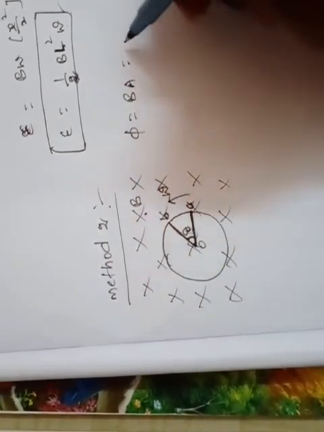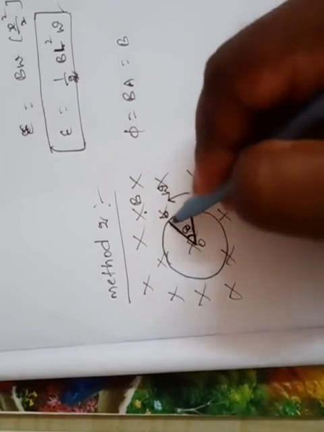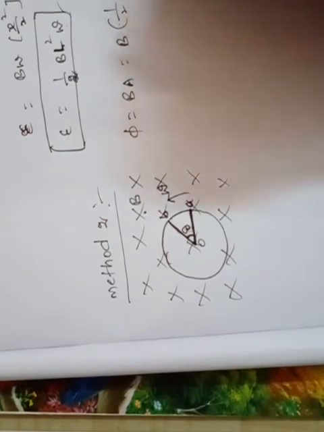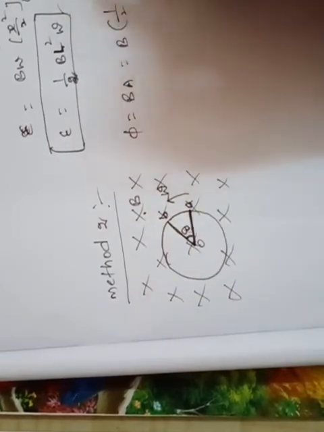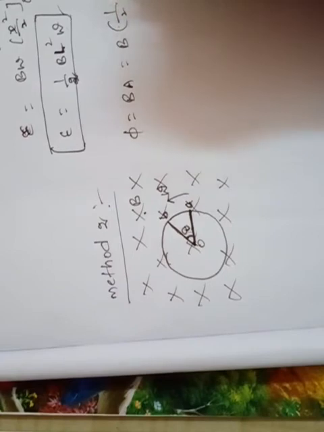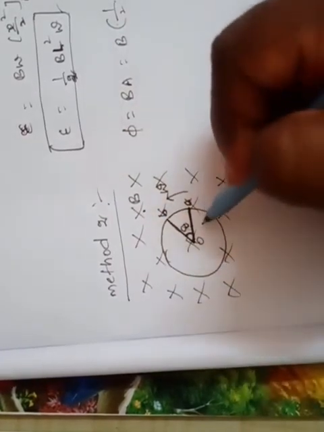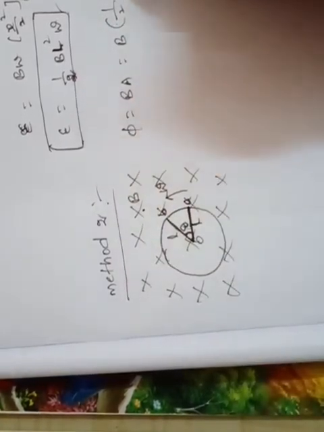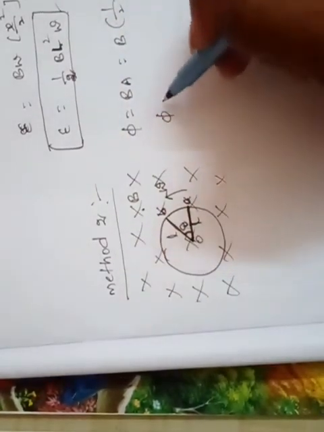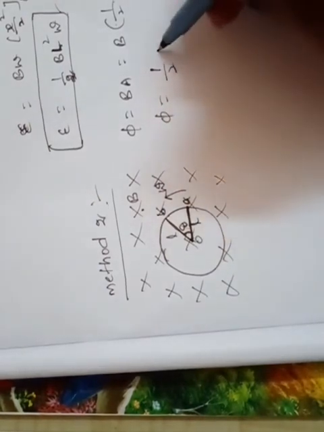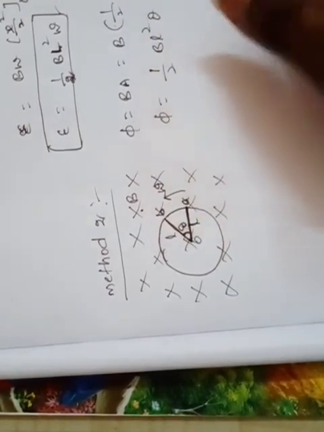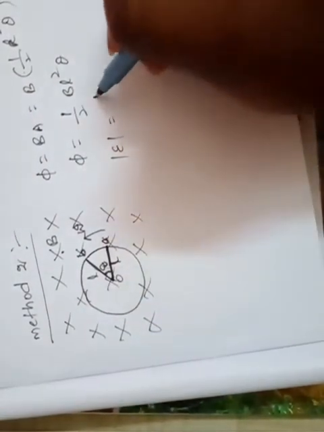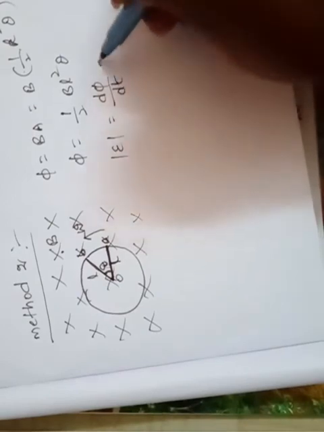So now B into what is the area of this sector covered in that particular interval? Area of the sector is half L square theta. What is this L? L is the length of the rod. This is the area of the sector. So now phi is equal to half B L square theta. Now we'll calculate the magnitude of induced EMF, d phi by dt.